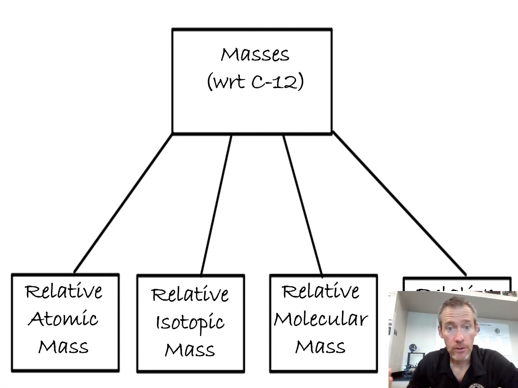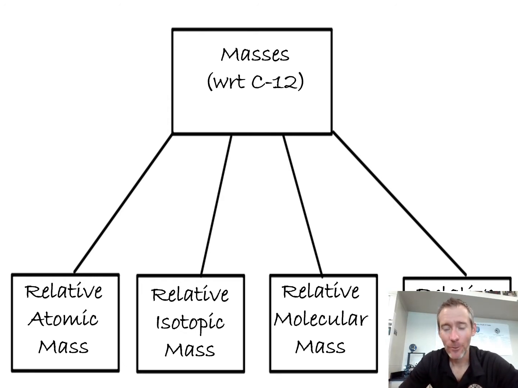So we know everything has matter. Matter has mass. So atomically, everything is based on carbon-12. So the relative atomic mass is the mass of an atom based on carbon-12. The isotopic mass is the mass of an isotope based on carbon-12. And then the relative molecular mass is the molar mass of a molecule based on carbon-12.